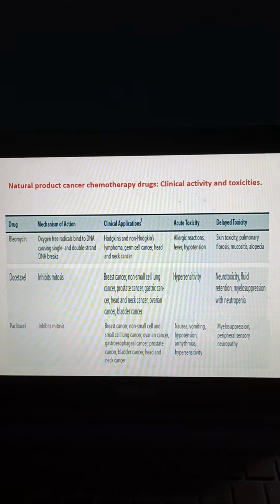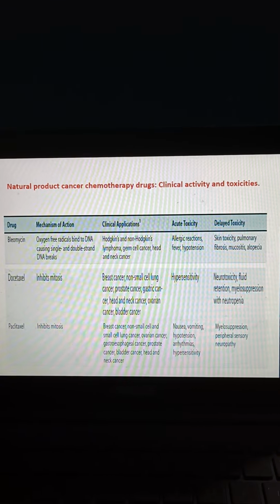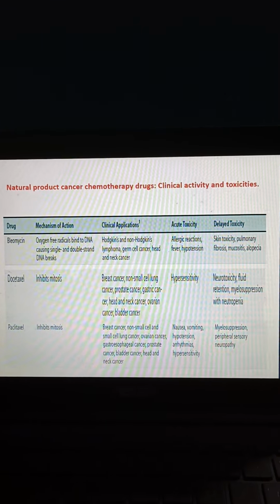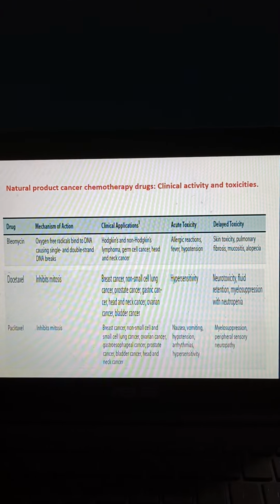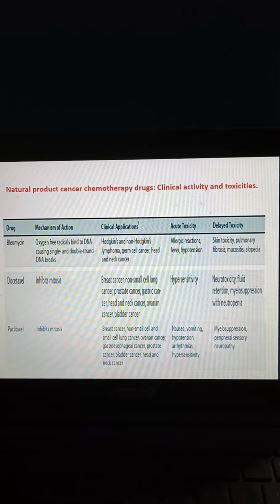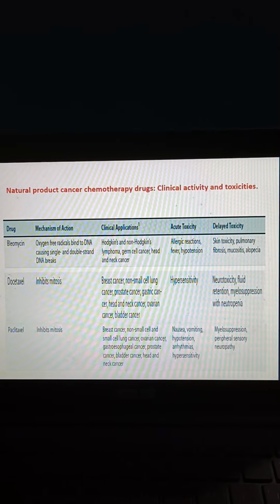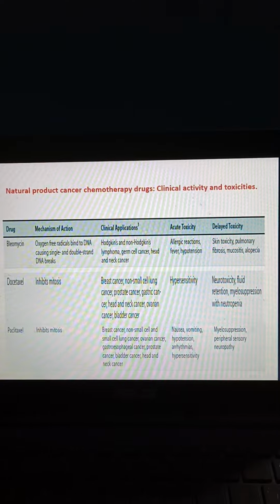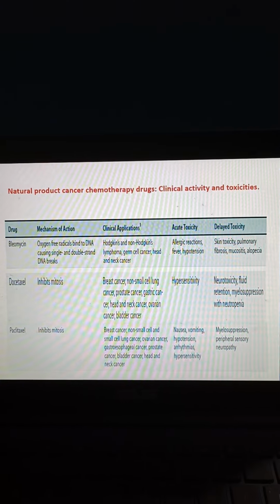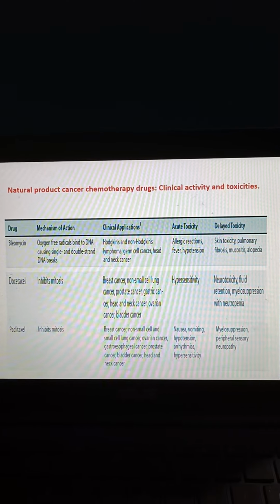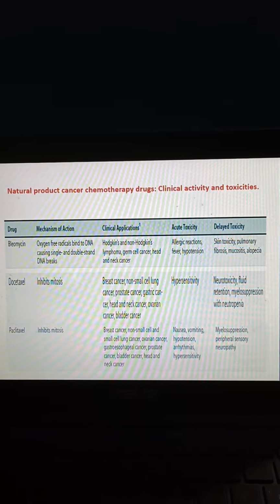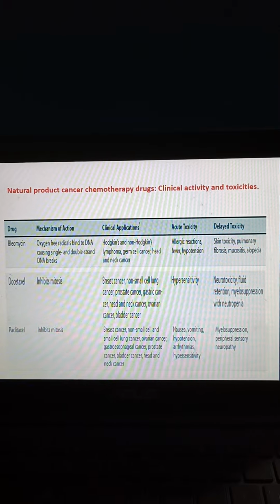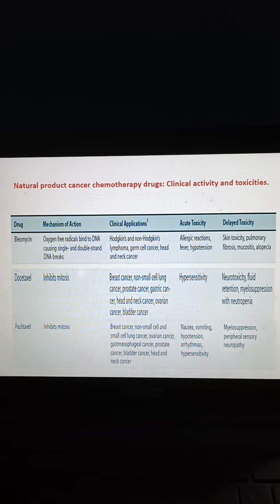Then coming to paclitaxel, mechanism of action: inhibits mitosis. Then clinical application of paclitaxel: it can be used in case of breast cancer, non-small cell lung cancer, small cell lung cancer, ovarian cancer, gastroesophageal cancer, prostate cancer, bladder cancer, head and neck cancer. And acute toxicities of paclitaxel are nausea, vomiting, hypotension, arrhythmia, and hypersensitivity. Delayed toxicities of paclitaxel are myelosuppression, peripheral sensory neuropathy.